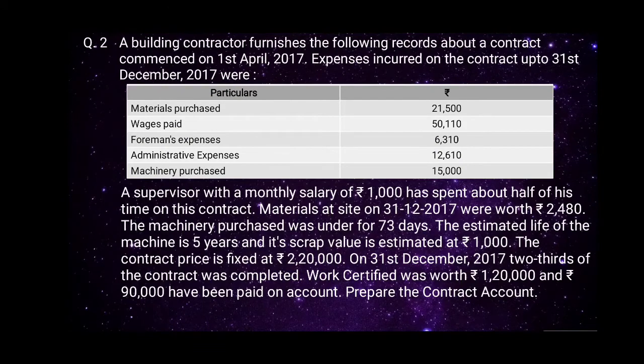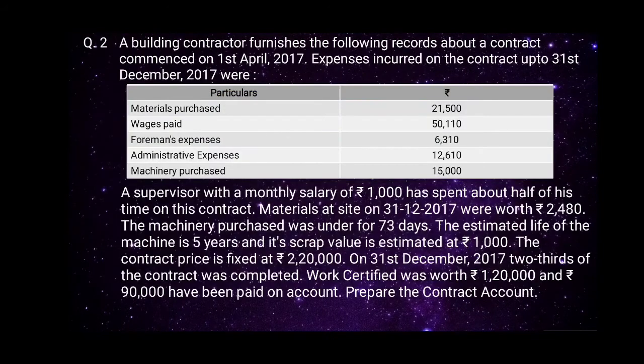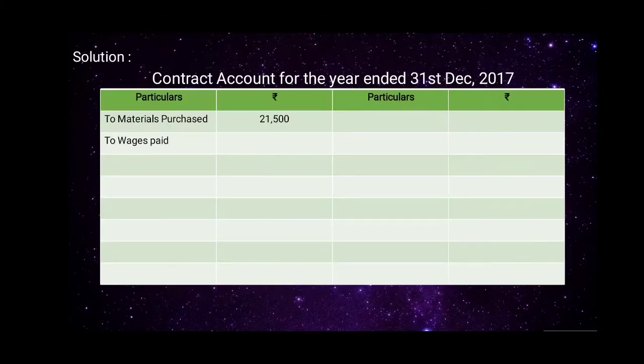So the first expense in the table is given as materials purchased, that is 21,500. So let us record it. To materials purchased, amount is 21,500. Next is wages paid, amount is given as 50,110. So we'll record it. To wages paid, amount is 50,110.